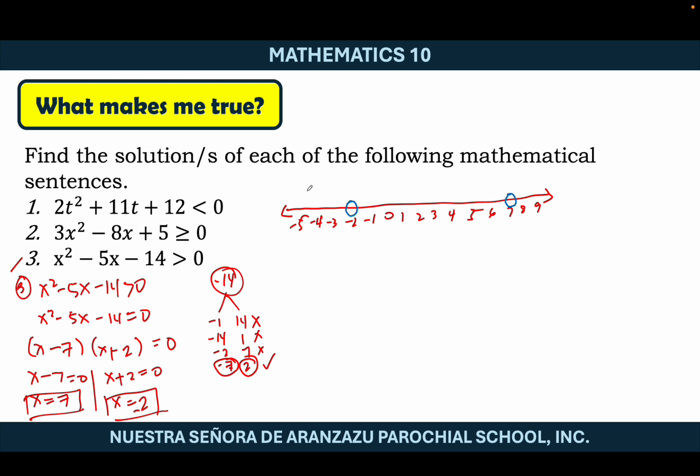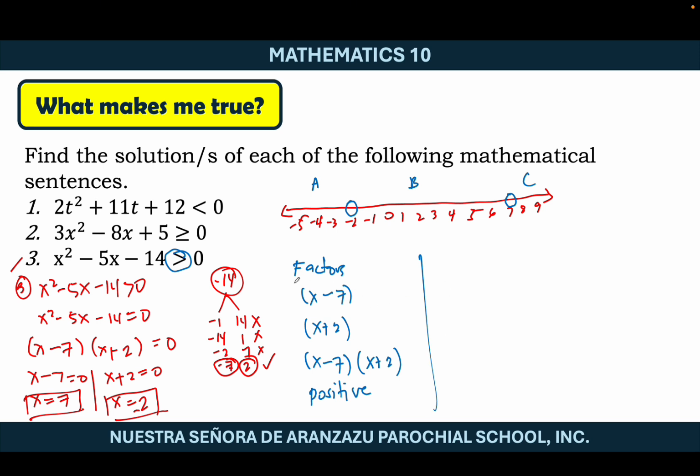Now itong number line natin will be divided into 3 regions. Region A, Region B, Region C. And then after that, you're going to list all your factors. We have x minus 7, x plus 2, then x minus 7 times x plus 2. Ito na yung pinaka-factored form natin. Then tingnan ko ano yung sign na hinahanap natin, whether it is positive or negative. So sabi dito, greater than 0. Ano ba yung mga value na greater than 0? So yun yung mga positive value.